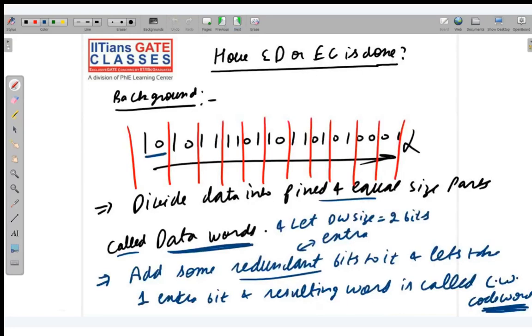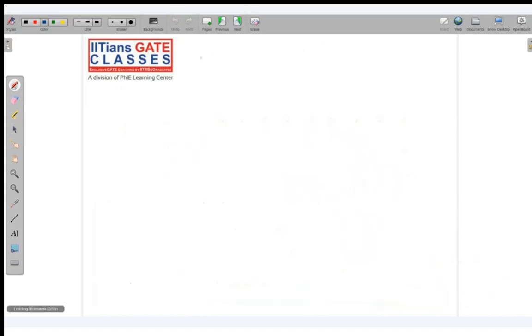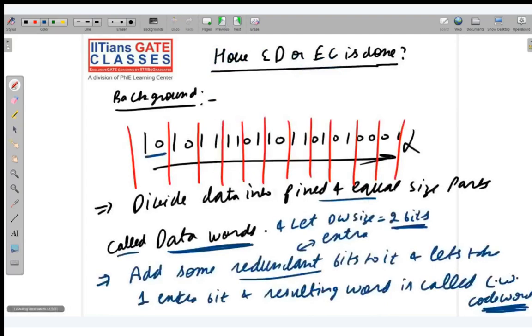Let me give you the idea. The data word is of 2 bits, so what are the possibilities? 00, 01, 10, 11. There are only 4 possibilities. Now I have added one extra redundant bit, and finally what we are getting is the code word.